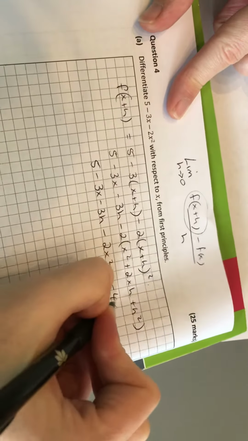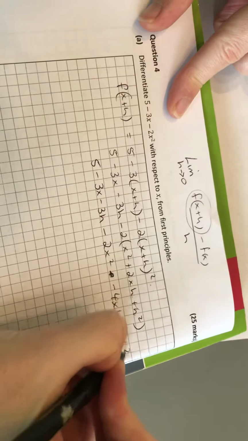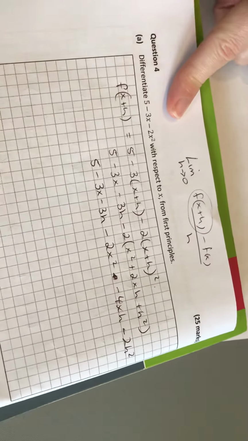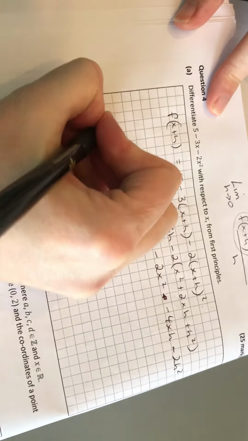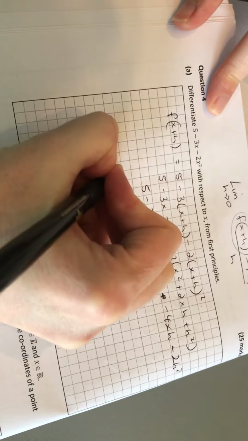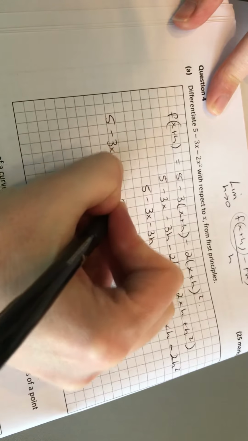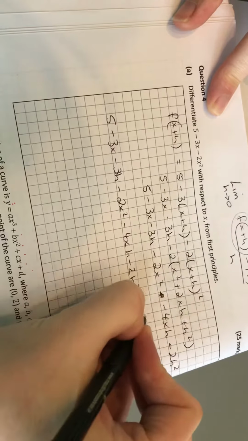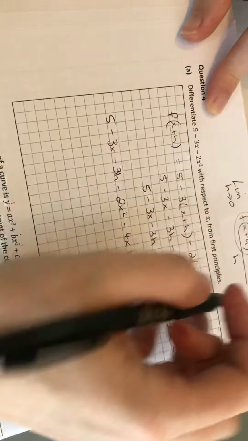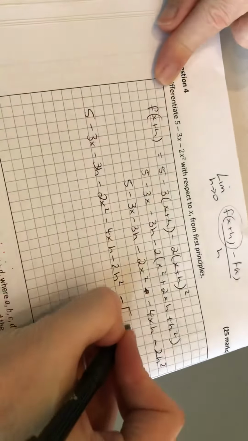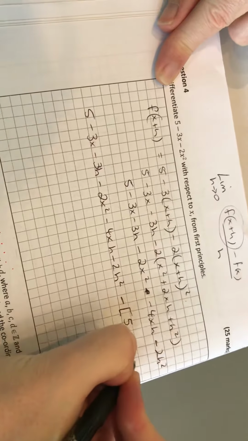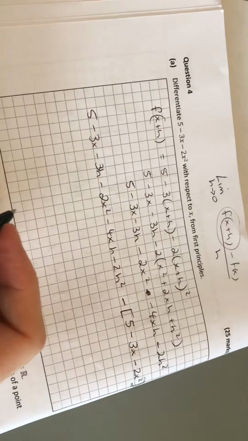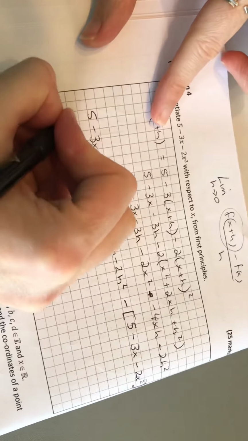Minus 4xh minus 2h squared. And probably can't really clean that up too much further. So there's your f of x plus h minus your f of x. So that minus is going to impact everything after it. And again, I'm literally just going to clean that up.